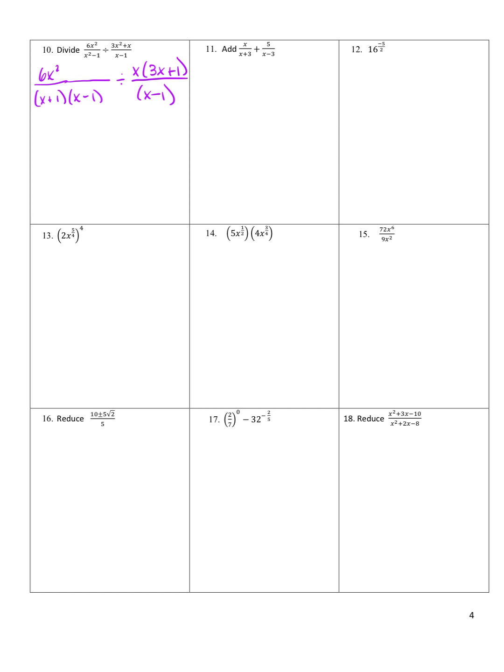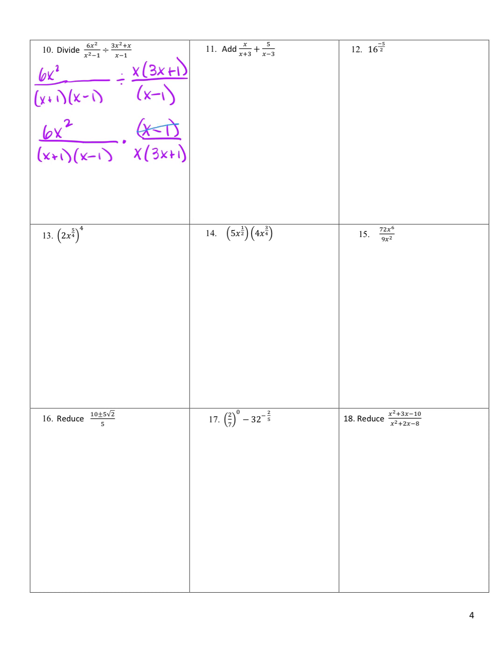And then we remember that dividing by a fraction is the same thing as multiplying by its reciprocal. So I have 6x squared over x plus 1, x minus 1. And then I'm going to multiply by the reciprocal of the next fraction, x minus 1 over x times 3x plus 1. And then I'm going to cancel anything that is the same on both the top and the bottom.